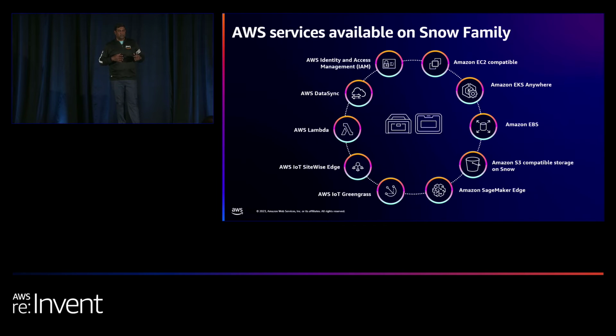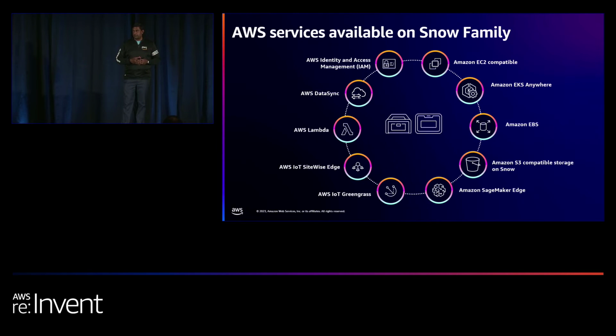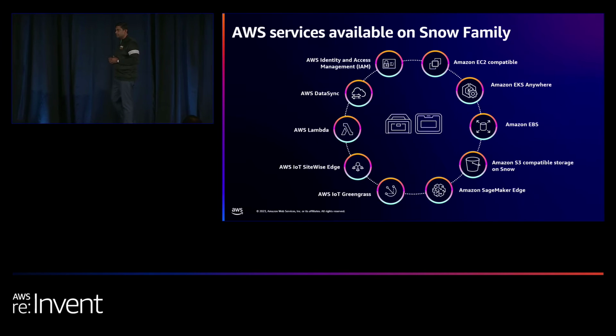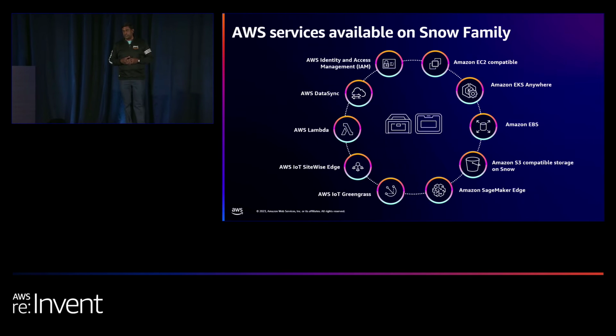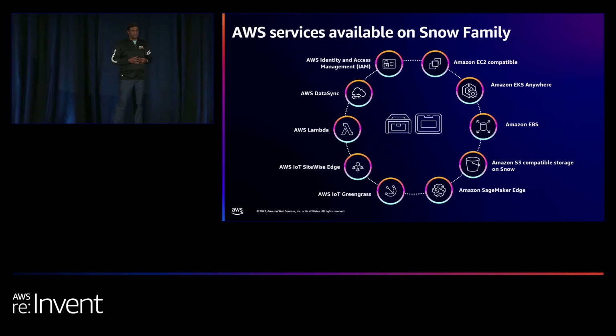This is what allows our customers to, say, build their VMs as an AMI on EC2 in region and deploy it on an EC2 compatible instance on the Snow device. Similarly, you can take your containers, build them on EKS in region, and deploy your containers on EKS Anywhere running on the Snow device. For serverless applications, you can develop your IoT functions or Lambda functions in region and deploy them on the Snow device.